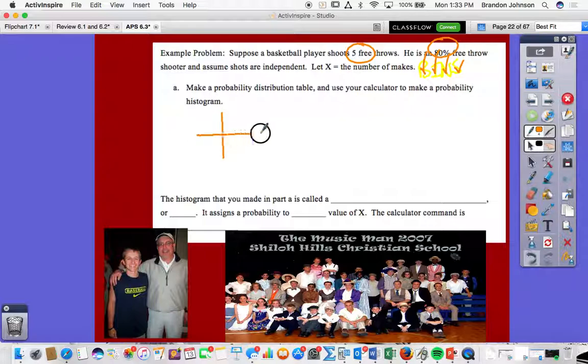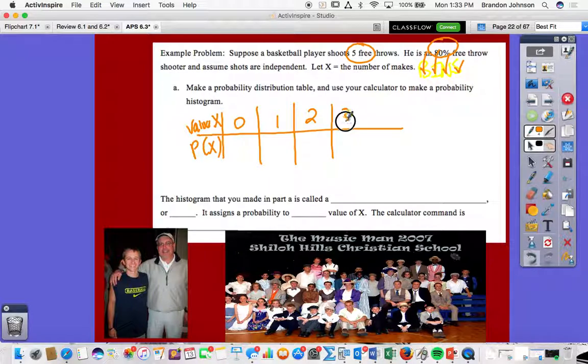So we're going to actually set this up as follows. I want you just to put this here. This is the value of X. Down below, this is the probability of X. So how many makes can we have? Well, we can have 0, 1, 2, 3, 4, and 5, right? Okay, so we can do that.